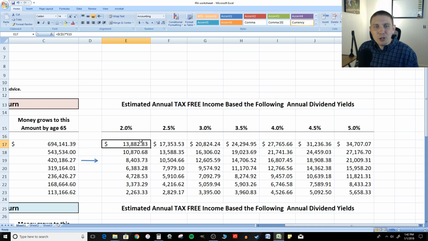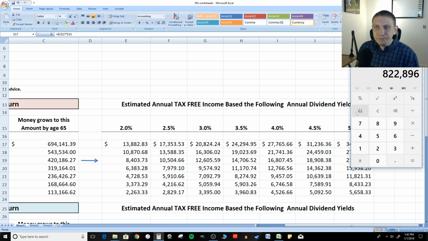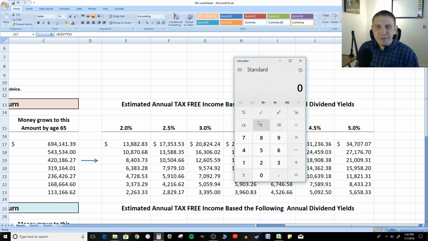So that yield will give you almost a $14,000 a year income, which if you want to do the math is $13,882. All you have to do to figure out what that is monthly is just divide it by 12. So that's about $1,156 a month in tax-free income.